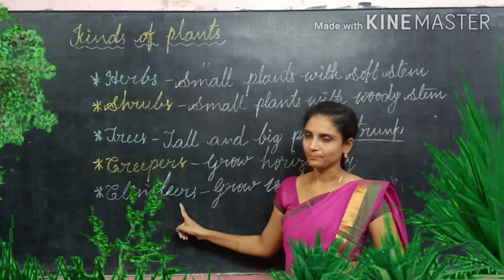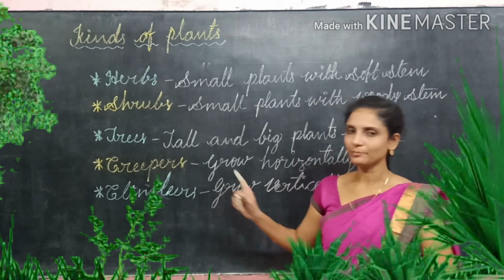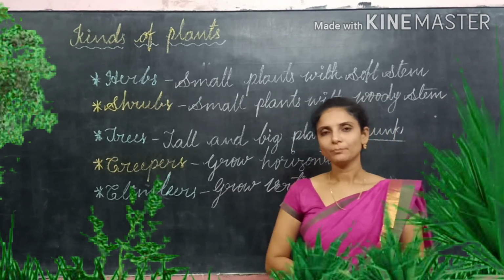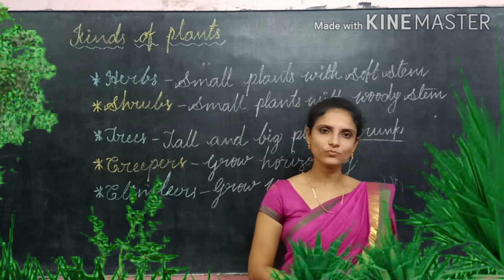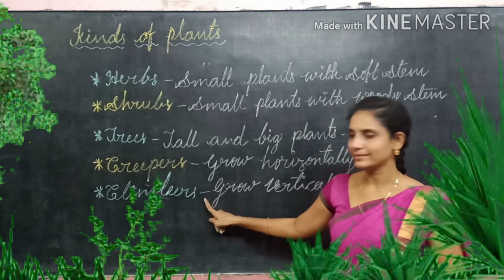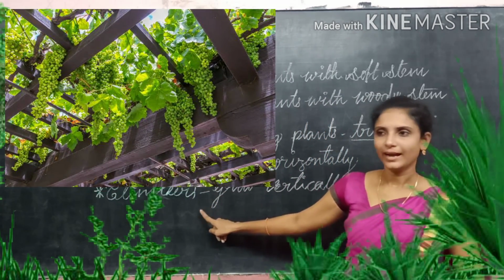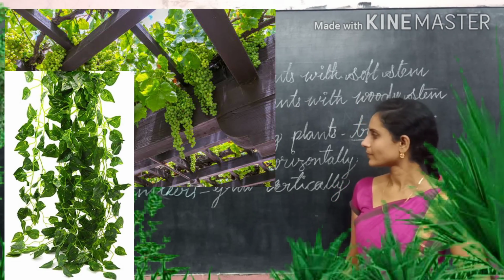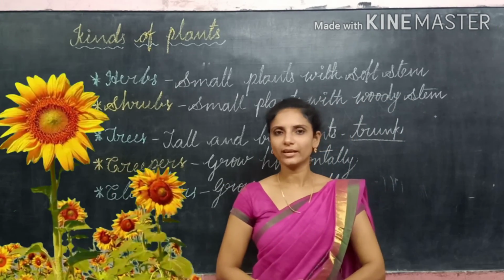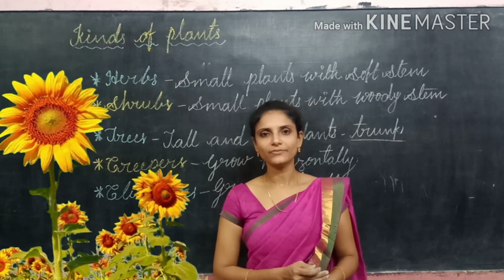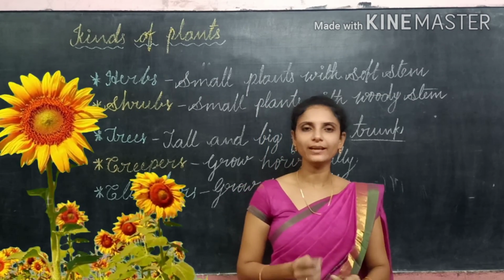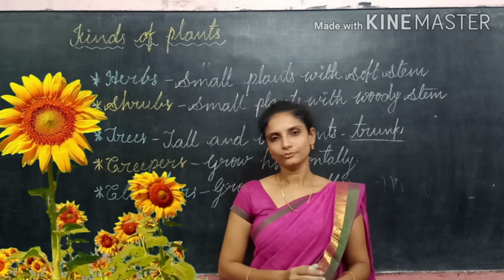Next, climbers. What are climbers? Climbers grow vertically by taking the support of other plants, a wall or a stick. What are the examples? Grapevine and money plant. In our next video, we are going to discuss the classification of plants on the basis of their lifespan and flowering pattern.